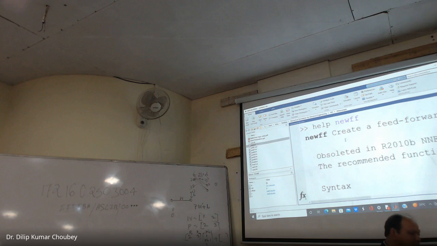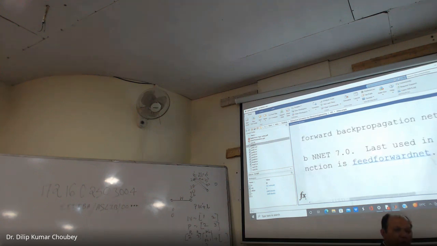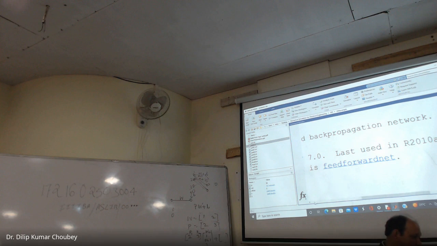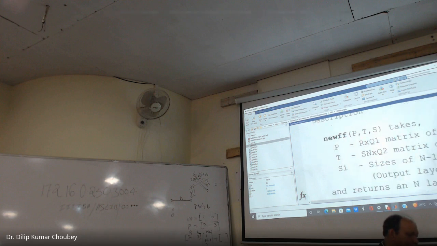You can see that newff creates the feedforward backpropagation network. So all the system is actually given to the system. Here you can see the P, T and the S. P is your input, T is your target, and S we actually choose the size, the number of hidden layers you want. So this data will be required.